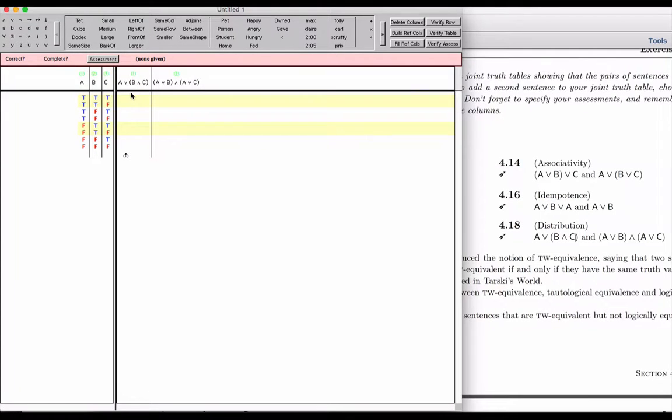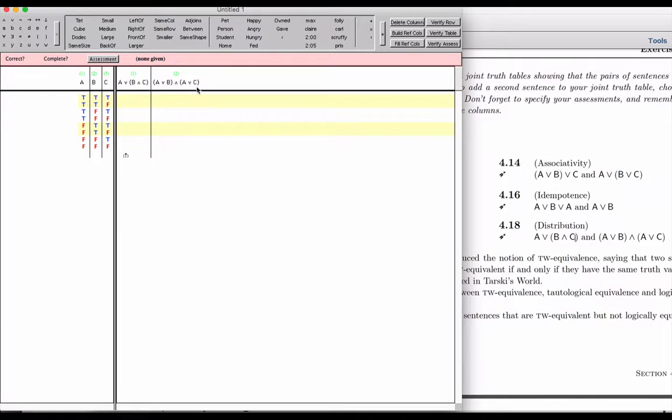Okay, so for the sake of time, I've gone ahead and typed in the two sentences we're assessing. Sentence 1 says A or B and C. Sentence 2 says A or B and A or C. And again, notice that the disjunction is distributed through the parenthetical in sentence 1, so that you have A or B, and then the main connective in sentence 2 is now the conjunction. So A or B and A or C.